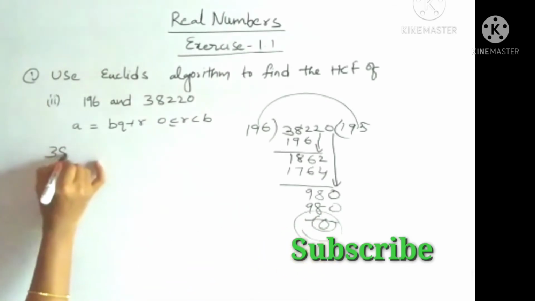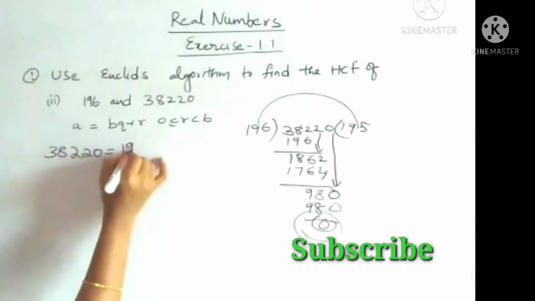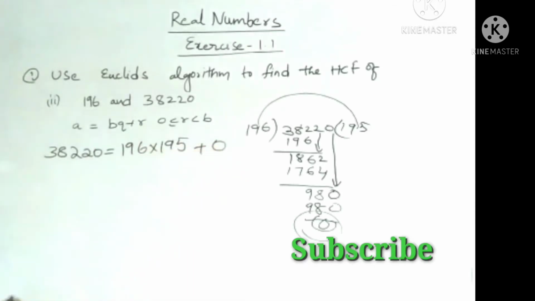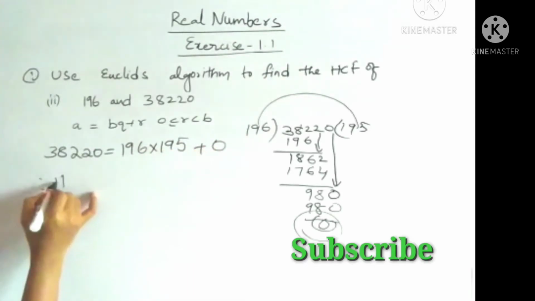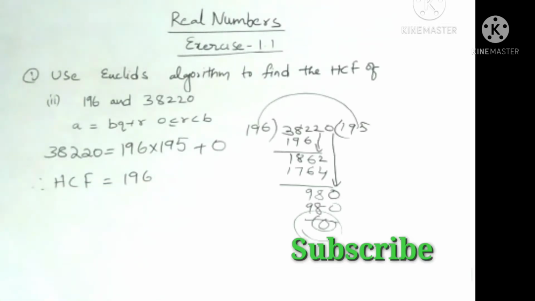So 38,220 is equal to 196 into 195 plus 0. Therefore, here the HCF is equal to 196. Okay, so it is a very simple problem.